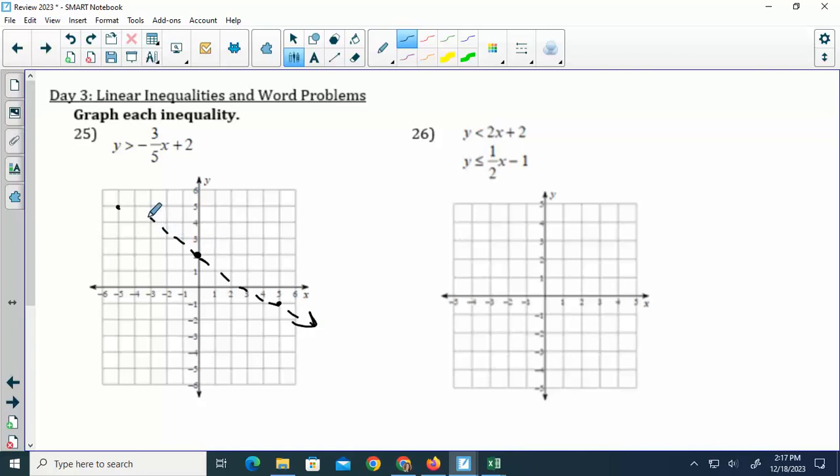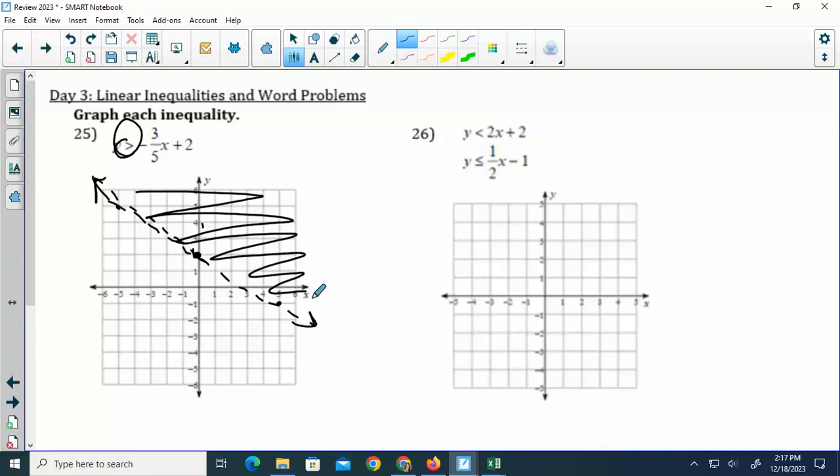Okay, and then we have to shade. I can't draw straight lines today, apparently. Excuse me. Sorry about that. Greater than is above, less than is below. So this one would be above. Or think, here's my y-intercept, I want it to be greater than that. So we are shading this part of the line.